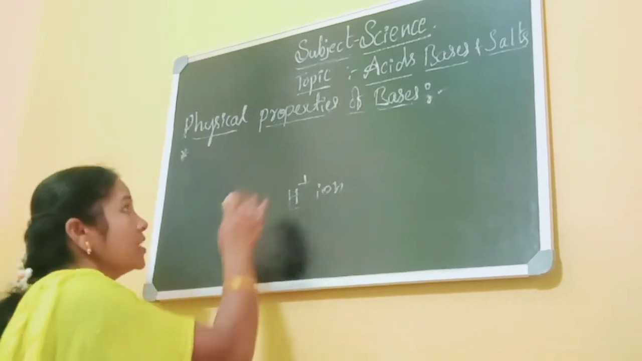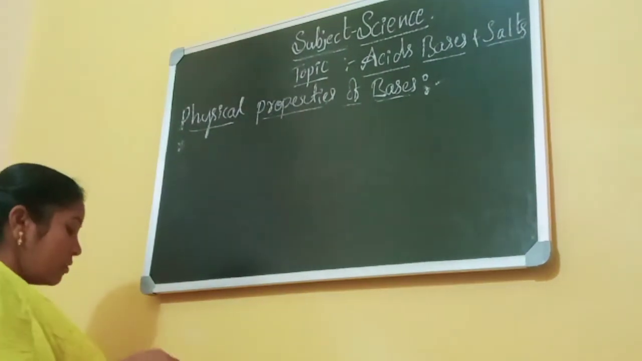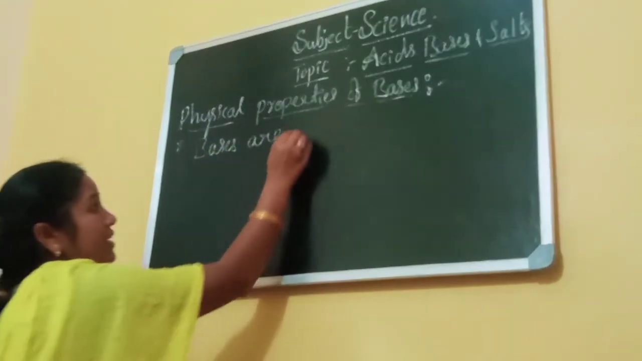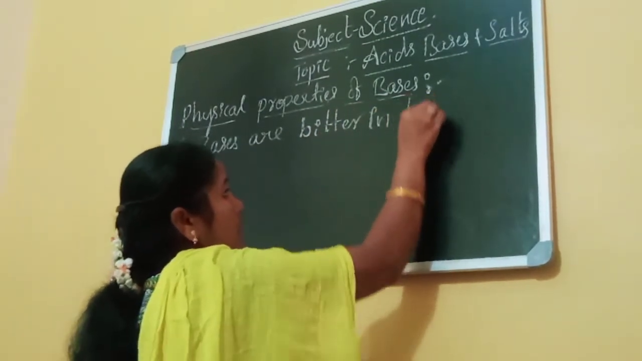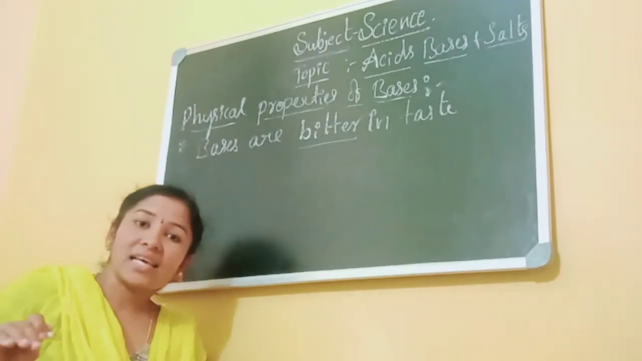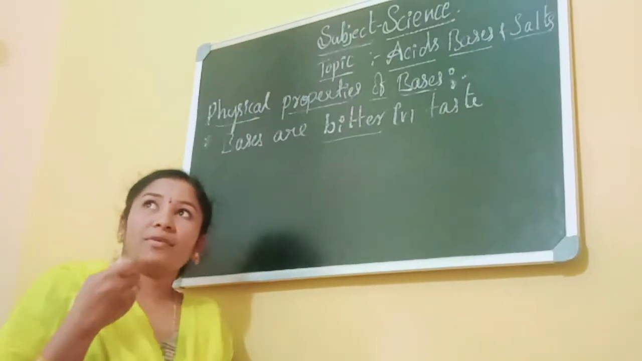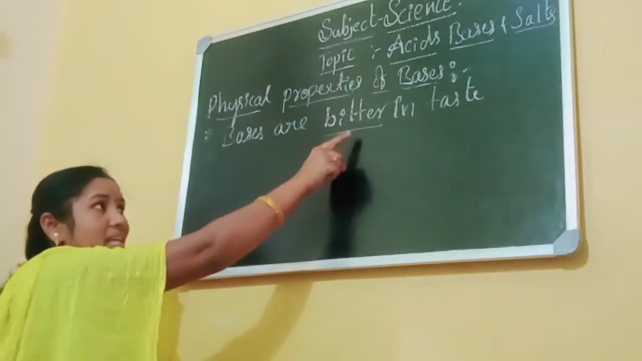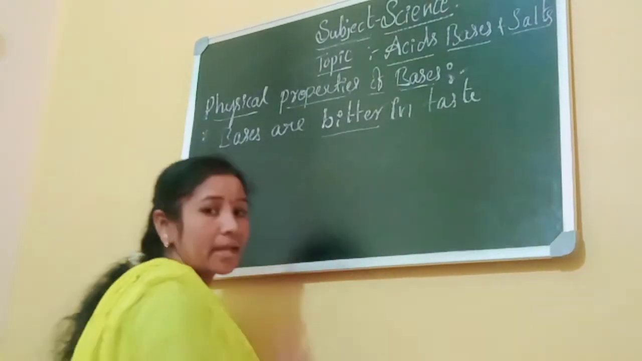Is it right? Let's see now the physical properties of bases. The first one: bases are bitter in taste. Acids are sour, but bases are bitter in taste. How do we feel whenever we eat a bitter gourd? The same taste we get whenever we taste bases. Understand?